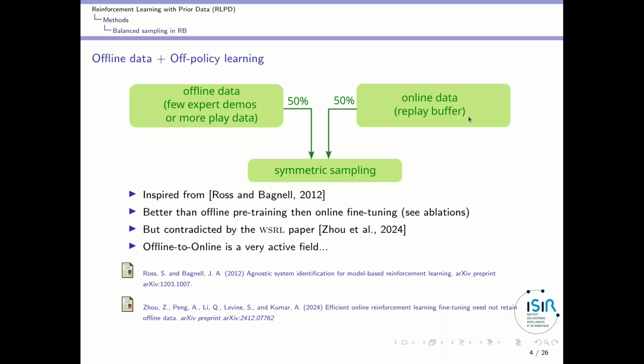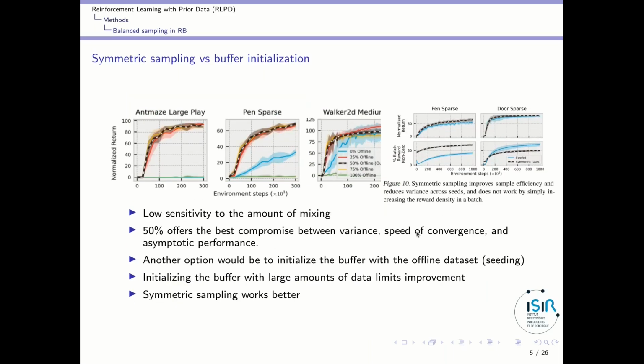And the authors show, as I will show in the next slides, that this scheme outperforms offline pre-training then online fine-tuning. But I have to say that this literature is evolving fast, and for instance, these results are contradicted by the Warm-Start reinforcement learning paper that I may cover sometime. So let's have a look at the results about the symmetric sampling scheme.